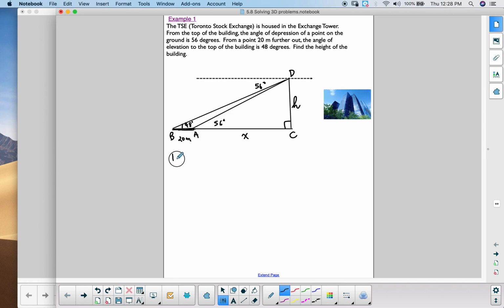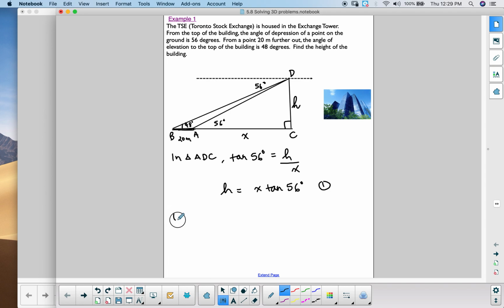So let's look at triangle ADC, which is this right triangle. And in this triangle, tan of 56 degrees is equal to opposite over adjacent, so H over X. So the height of the building will be X times tan 56 degrees. So if you find the value of X, we can easily solve for height of the building.